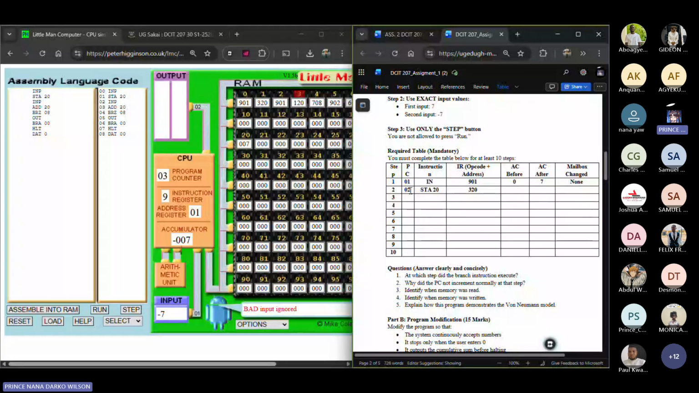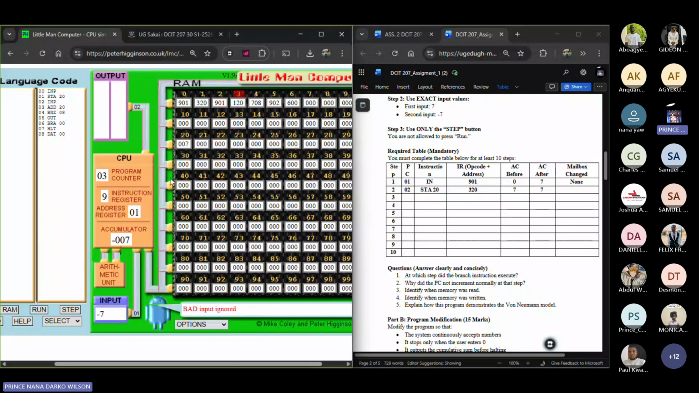At this point, there was a change to a particular mailbox. When we stored at 20, you can see that all the mailboxes have not changed, except the ones initially holding the instructions we put in. The only one that has changed is mailbox 20, because we stored the value of the accumulator at that location. Therefore, it has updated from 0 to 7. So which mailbox has changed? It is mailbox 20. Write that in.